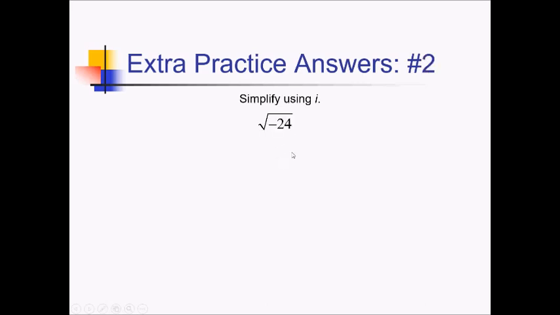To simplify this one, we need to take an i outside the radical to take care of that negative. So we can write i radical positive 24. And then the biggest perfect square that goes into 24 is 4, 4 times 6. So we have radical 4 times radical 6 that we can split that into. And then the square root of 4 is 2. So we're going to have 2i radical 6.